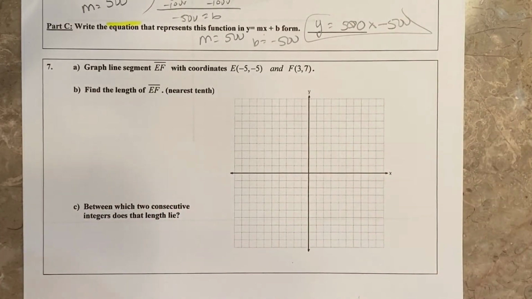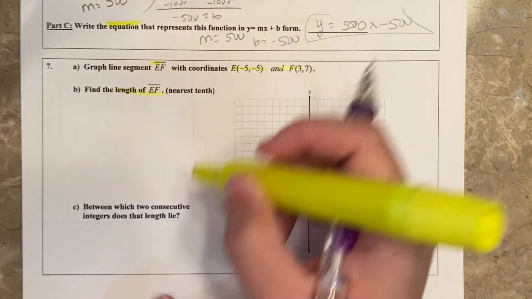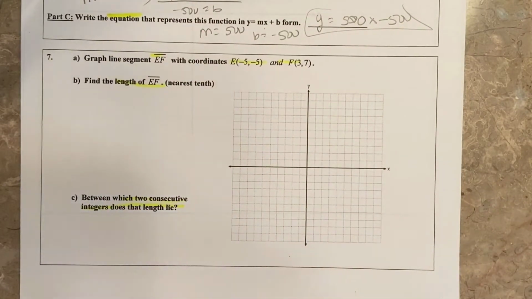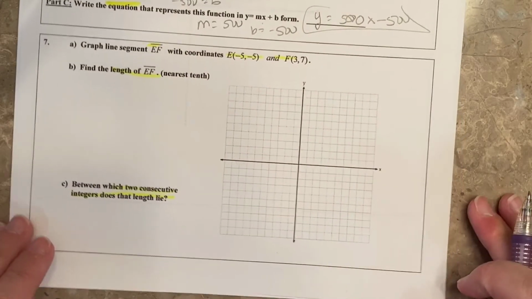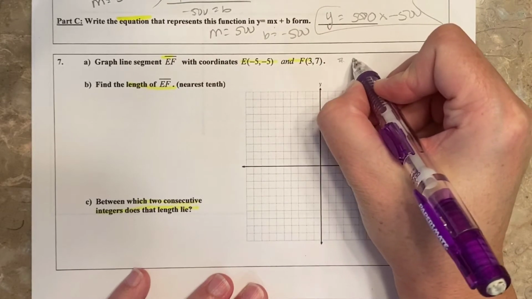All right, number 7, we're going to graph a line segment that has those coordinates, and then we're going to find the length, and then between which 2 consecutive integers does this lie. So hopefully looking at this question, you already know, oh, I've plotted these points. I'm going to create a right triangle, and I'm going to use the Pythagorean theorem. Okay, so let's write some notes first.